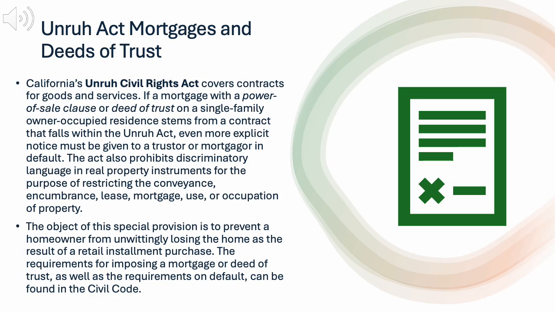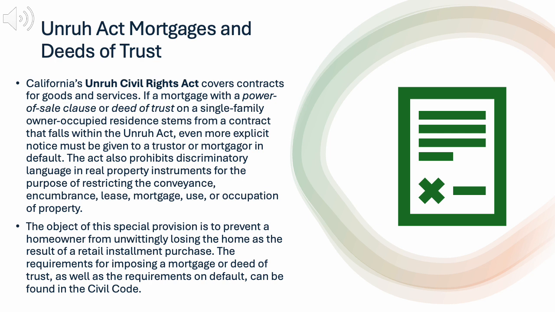Unruh Act, mortgages and deeds of trust. California's Unruh Civil Rights Act covers contracts for goods and services. If a mortgage with a power of sale clause or deed of trust on a single-family owner-occupied residence stems from a contract that falls within the Unruh Act, even more explicit notice must be given to a trustor or mortgagor in default. The Act also prohibits discriminatory language in real property instruments for the purpose of restricting the conveyance, encumbrance, lease, mortgage, use, or occupation of property.